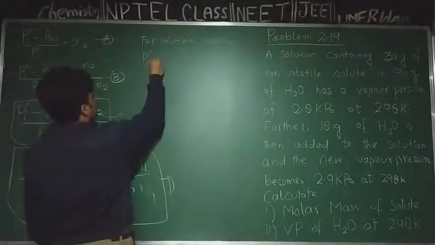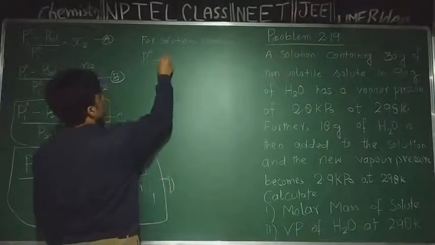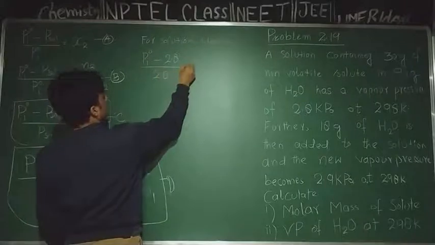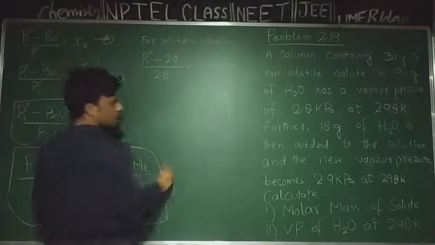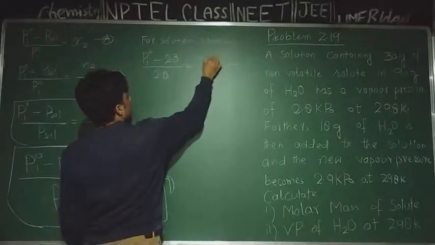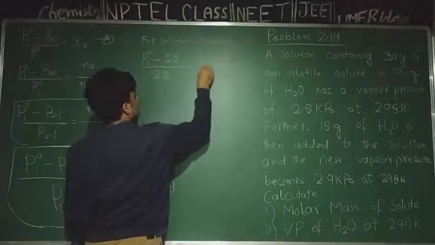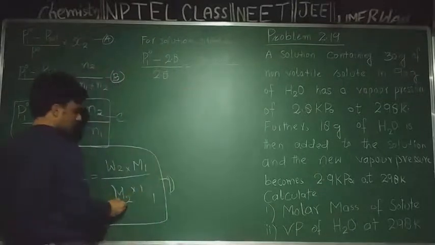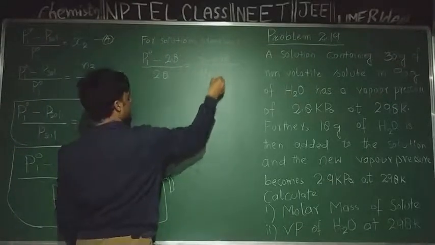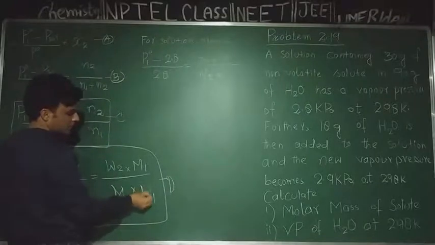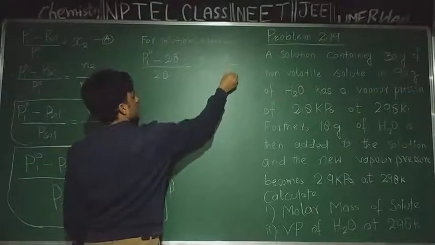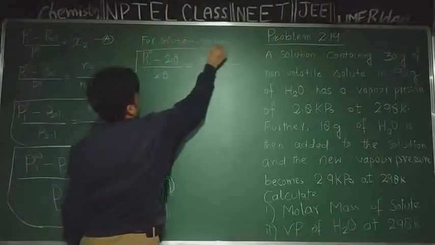P01 minus P solution, P solution is 2.8, divided by P solution 2.8, is equal to W2. W2 is 30 into molar mass of water, 18, divided by molar mass of non-volatile solute. I have to determine M2, multiplied by weight of solvent W1. In situation first, weight of solvent is 90. This I will label as equation 1.